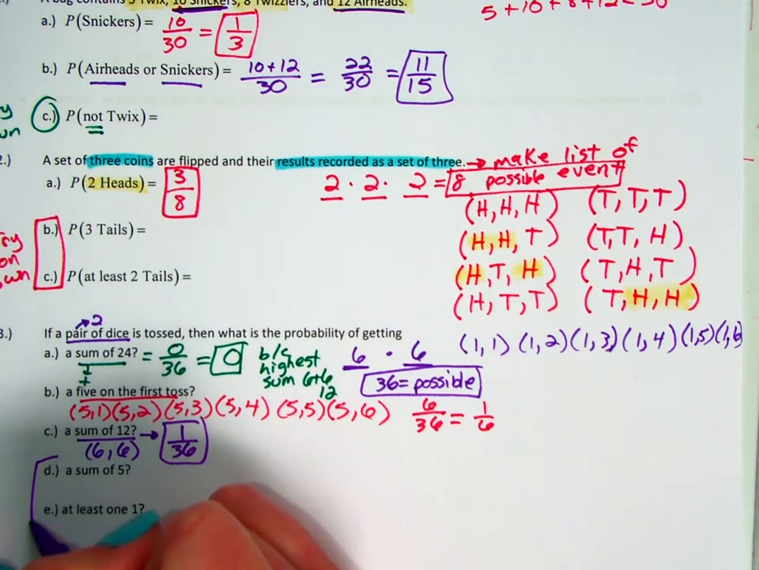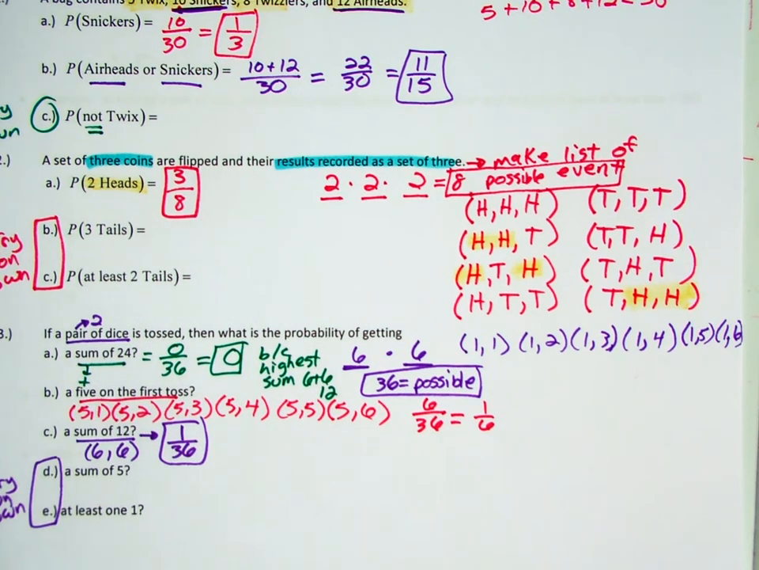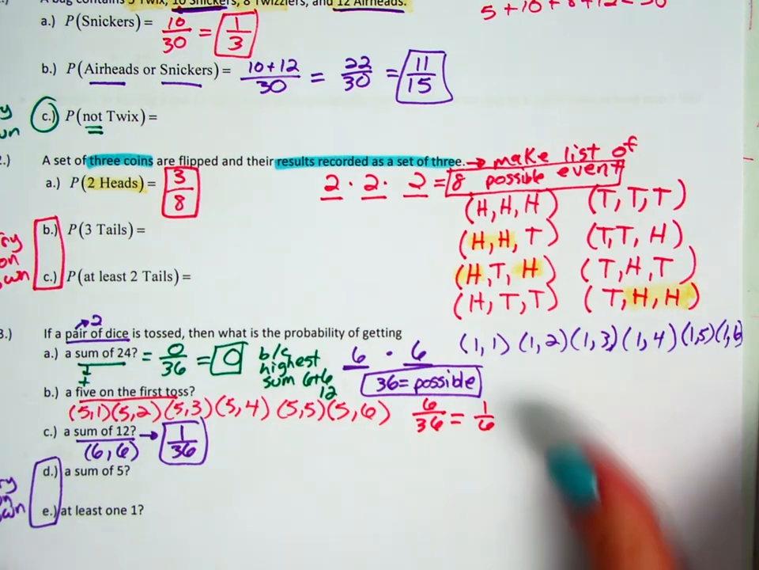So now I want you to try D and E on your own. If you need to, list out every possibility to make that easier on yourself. Okay? And we're going to pause and go to the next video for the back side.